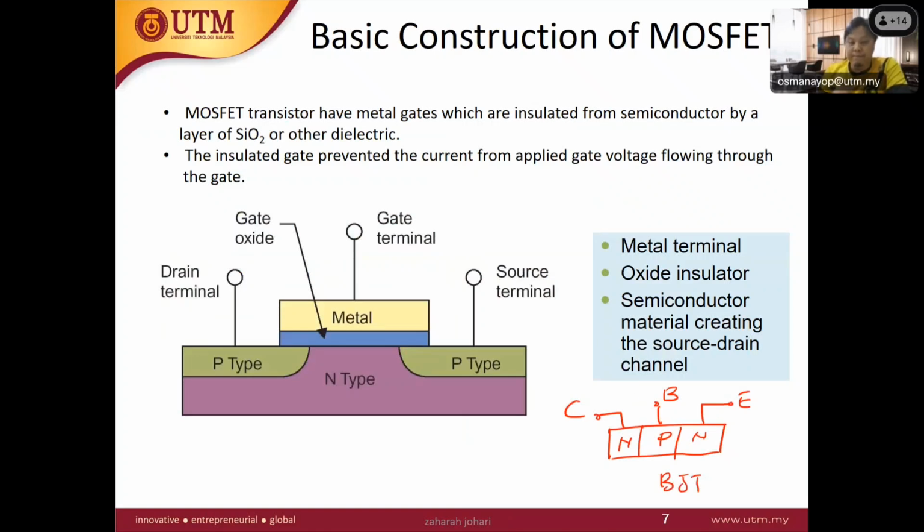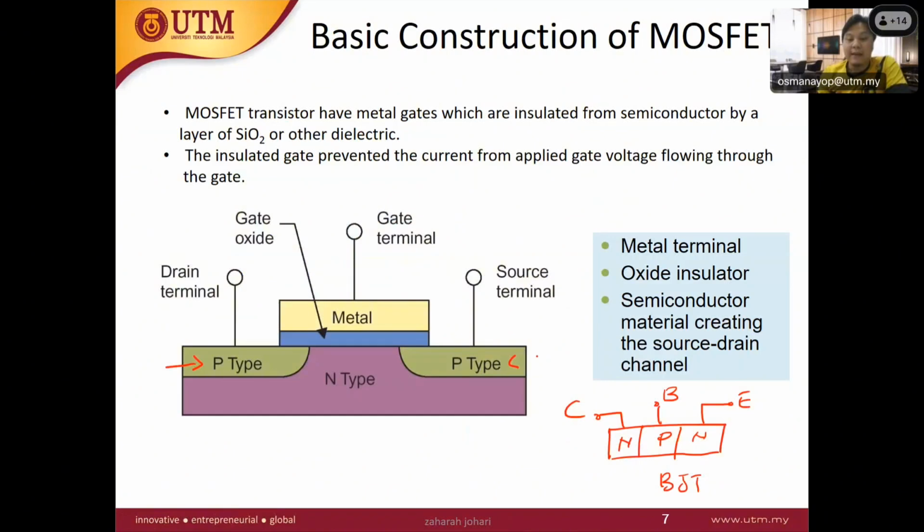So for the MOSFET, you can see we still use the semiconductor material, where we have P-type or N-type. But it has a slightly different construction. Please remember this because maybe you will be asked about how we construct the MOSFET. Based on the figure, we have the same semiconductor material here. For example, we have a P-type.